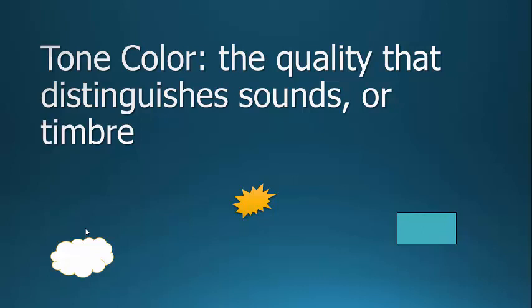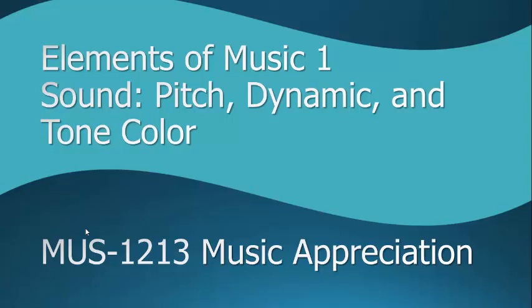So there you have three different tone colors, or three different timbres. There are your three elements: pitch, dynamic, and tone color. Pitch is referring to the highness and the lowness of the sound. Dynamic is referring to the intensity, that is the loudness or the softness. And the tone color is the sound quality, the characteristic of the sound that varies.